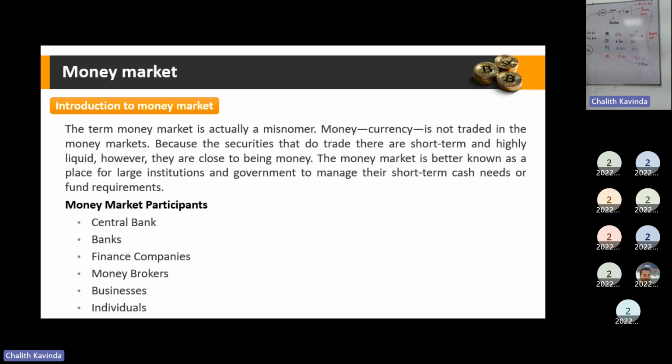Primary markets for treasury bills. Is that clear, online students? Yes, sir. Primary markets for treasury bills. So then what happens?